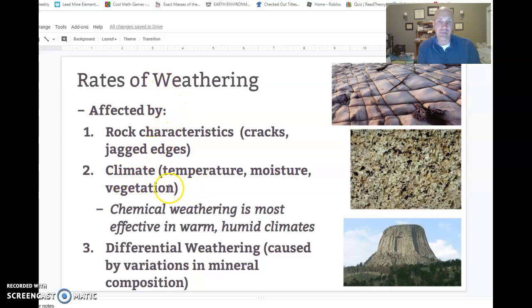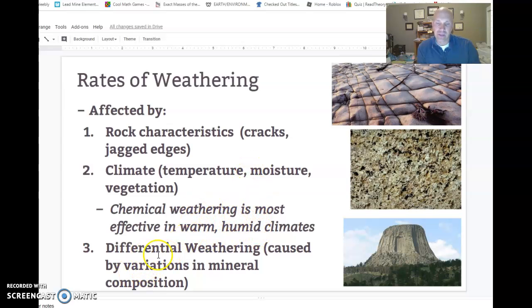Climate is a huge factor. Chemical weathering happens a lot faster when it's warm than when it's cold. Chemical weathering doesn't really happen a lot in really, really cold climates. It's most effective in warm, humid climates where you've got a lot of heat and a lot of moisture.